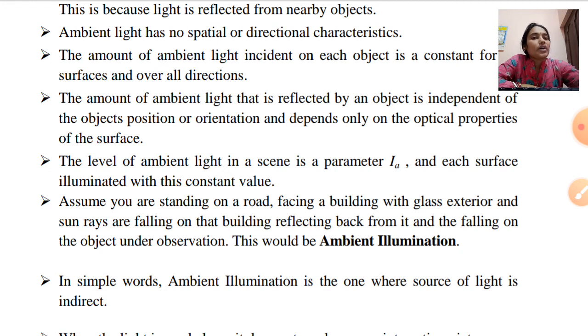Assume you are standing on a road facing a building with a glass exterior, and sun rays are falling on that building, reflected back from it and falling on the object under observation. This would be ambient illumination. The windows and doors are glass. The sunlight falls on the windows of the building and is reflected back from it, falling on the object. This type of light is called ambient illumination.